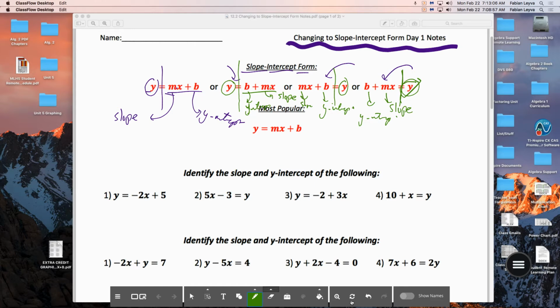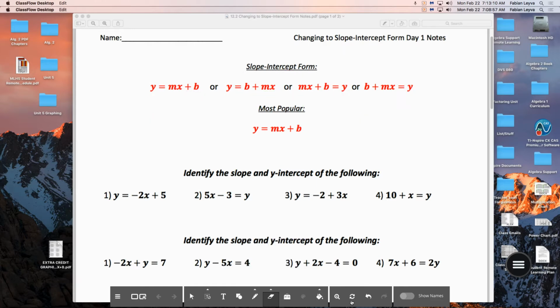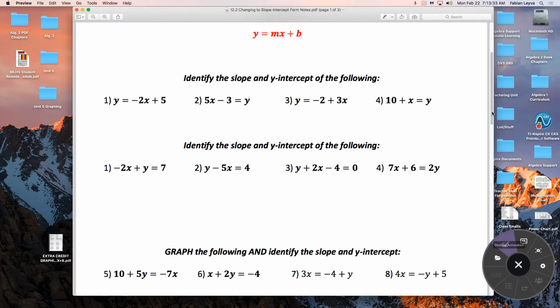Now, no matter what on your notes, make sure you have this written down so that I could grade and make sure that you're fully participating. This is still the most popular: y equals mx plus b. Now, why is it the most popular? I think it's just the way that it makes more sense, the mx and the b. But again, what I want you to do is to understand that when you have this guy, you really have the top four above as well. All right, so let's start doing some problems. I'm going to scroll down real quickly.